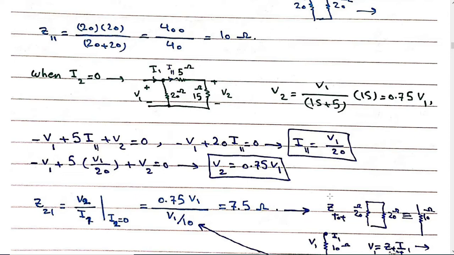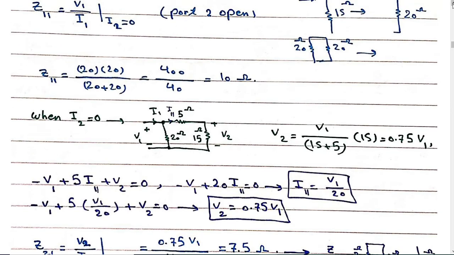And how about I1? What is I1? Because we wrote V2 as a function of V1, we now write I1 as a function of V1. How do you write it? We said V1 divided by I1 is 10 ohms. So I1 is V1 divided by 10 when I2 is 0. Is that clear, Eric?